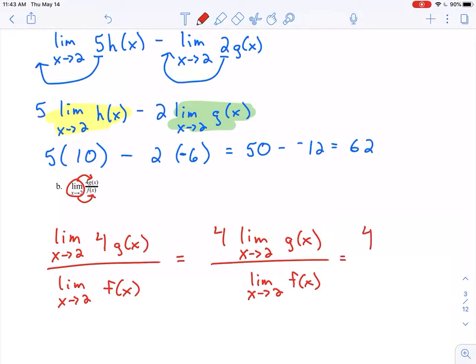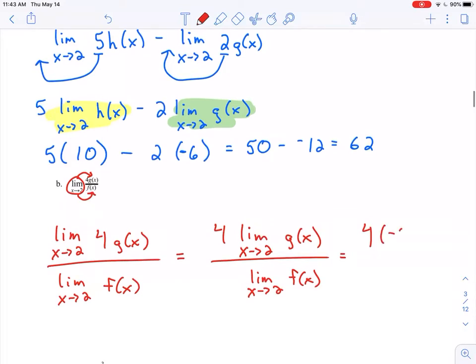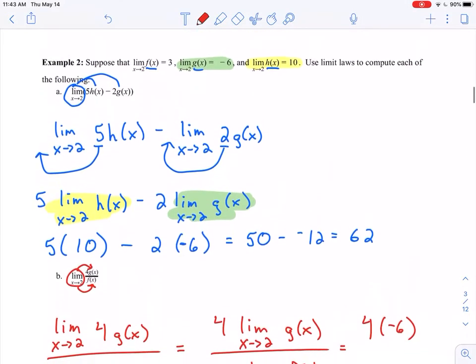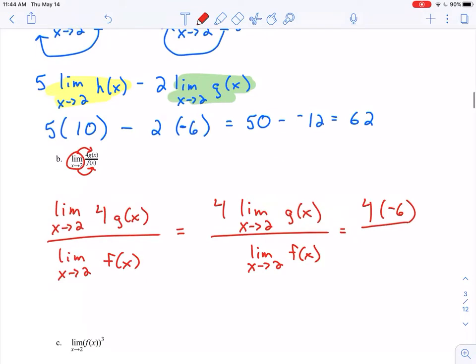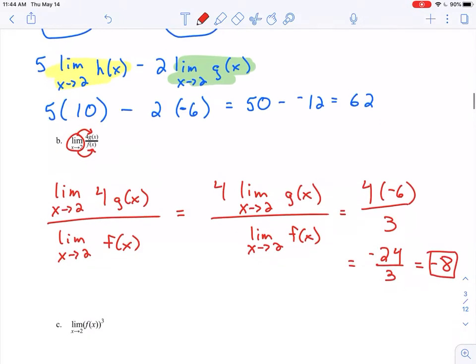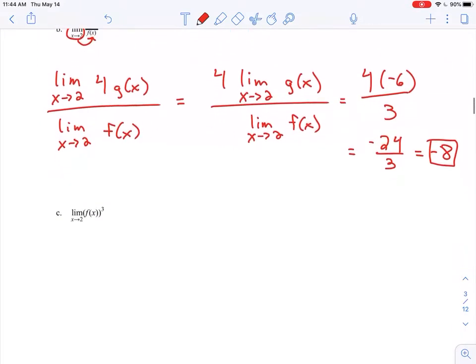I've got 4 times limit as x approaches 2 of g of x. We said that was negative 6. Limit as x approaches 2 of f of x, I forget what that is. What did we say? We said that was 3 here. And then after that, we're off to the races. We're just evaluating this expression. So here, I've got negative 24 over 3, which would give me negative 8. One more here, and then we'll wrap up our video.